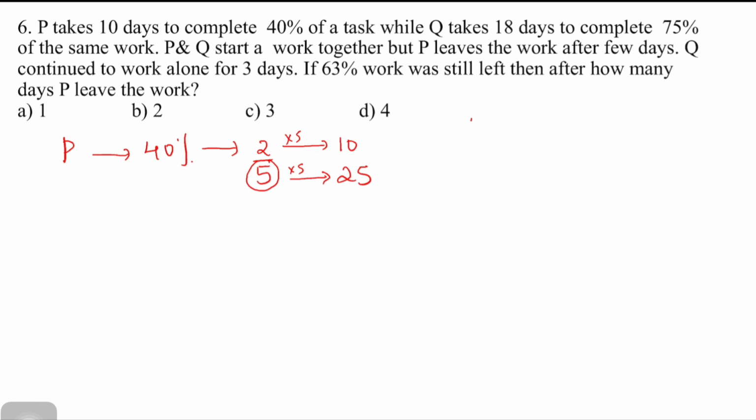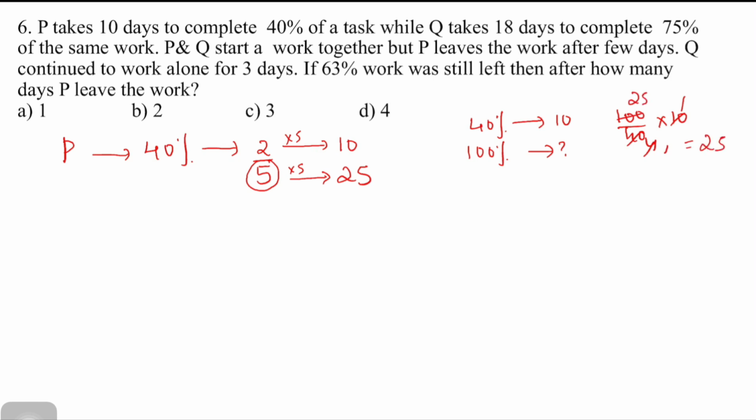Or you can say, 40% of the work P will take 10 days to complete, then 100% work how much will it take? It is 100 by 40 into 10, which is 25. So you get the same thing.